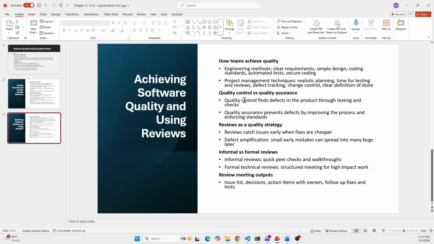Quality control finds defects, quality assurance prevents them. Reviews are powerful because they catch problems early before they multiply and become expensive. So yeah, that's about this topic. It's just the basic concepts.